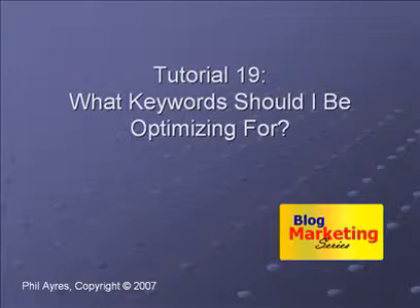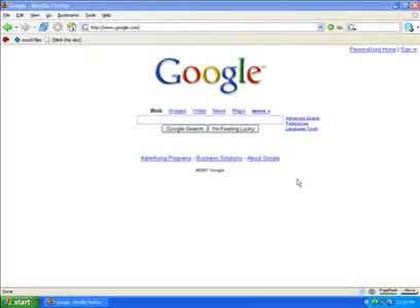So the first thing you need to think about is what keywords you should be optimizing for. You may think you know from the outset, and you probably do know the main keywords, but there are some resources out there to help you find more keywords that will attract more visitors to your website. Alright, we're now at the Google homepage, and we're going to go through a few of the resources that will help you in finding your keywords.